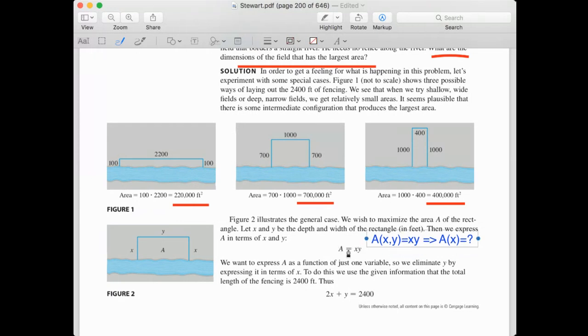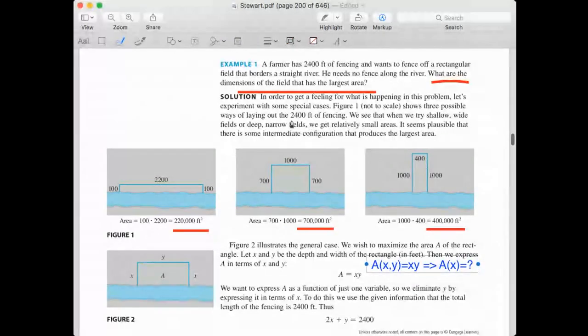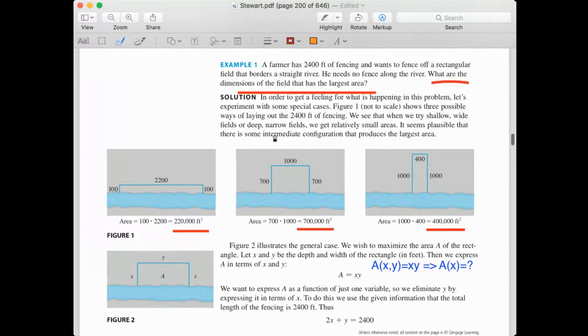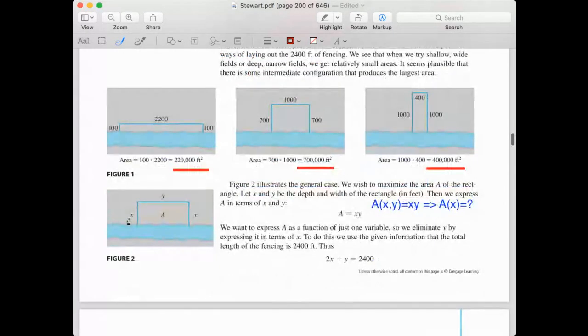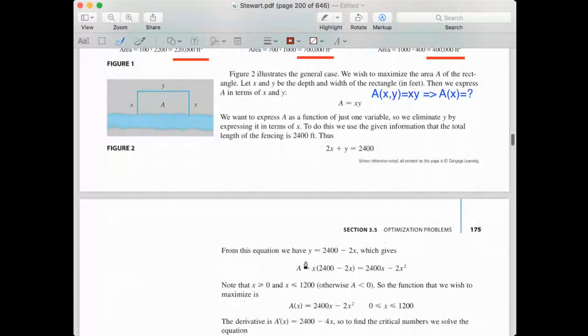So how do we reduce these two variables into one variable? Well, we have something to use, right? We're told the perimeter of the three sides is 2,400 feet. So with this picture, we have x plus y plus x constrained to be 2,400. So 2x plus y is 2,400. We can solve for y. So y equals 2,400 minus 2x. Now we substitute y into the area formula. So x times y becomes x times 2,400 minus 2x.